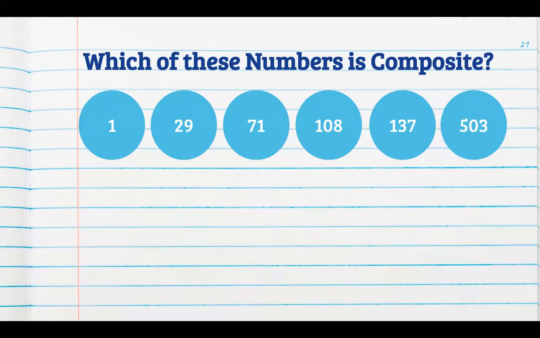How about this sequence of numbers? Which of these numbers is composite?